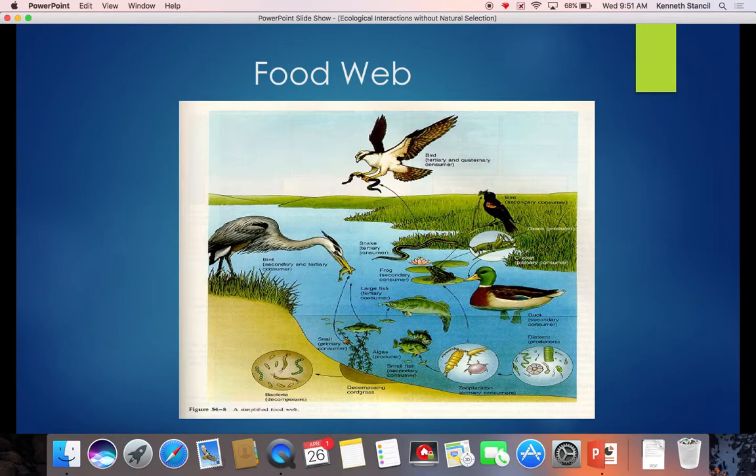A food web is more viable. It's stronger, just like a spider web. A whole spider web is stronger than one strand of the spider web. One strand is kind of like a food chain. And when you weave all those together, you end up with something very, very strong.